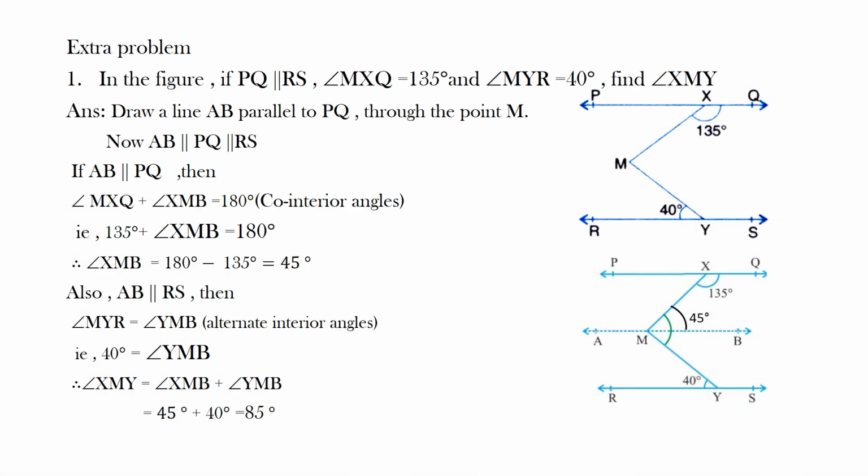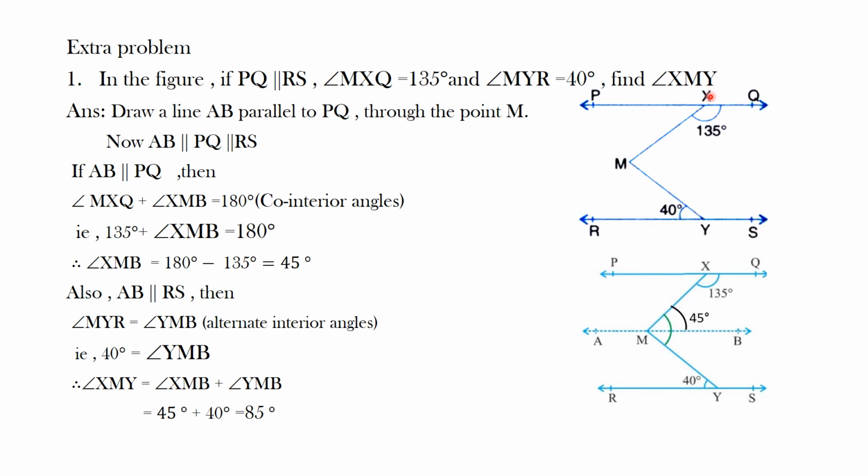Now let us learn some extra problems based on the properties, the parallel line and its transversal. Question number 1. In the figure, if PQ is parallel to RS, angle MXQ is equal to 135 degree and angle MYR is equal to 40 degree, find angle XMY. We can see the figure PQ and RS parallel to each other, and MXQ is given 135 degree, MYR is given 40 degree.